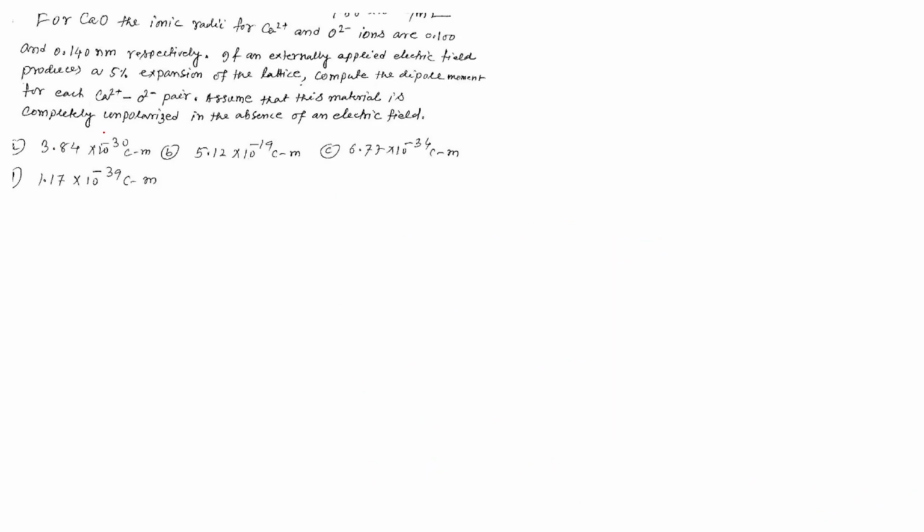For CaO, the ionic radii for Ca2+ and O2− ions are 0.100 and 0.140 nanometer respectively. If an externally applied electric field produces a 5% expansion of the lattice, compute the dipole moment for each Ca2+ and O2− pair. Assume that this material is completely unpolarized in the absence of the electric field.